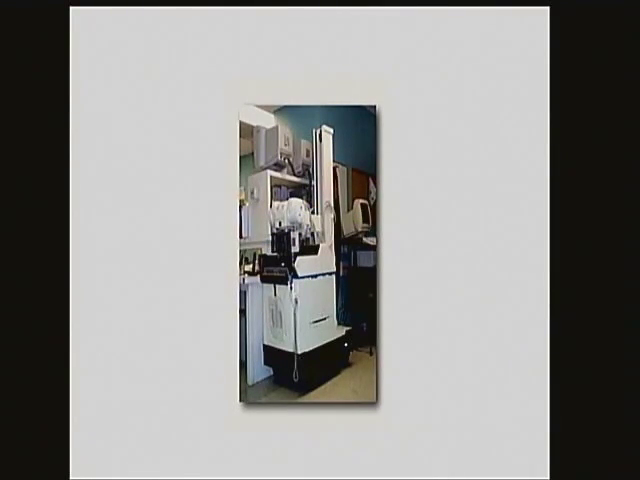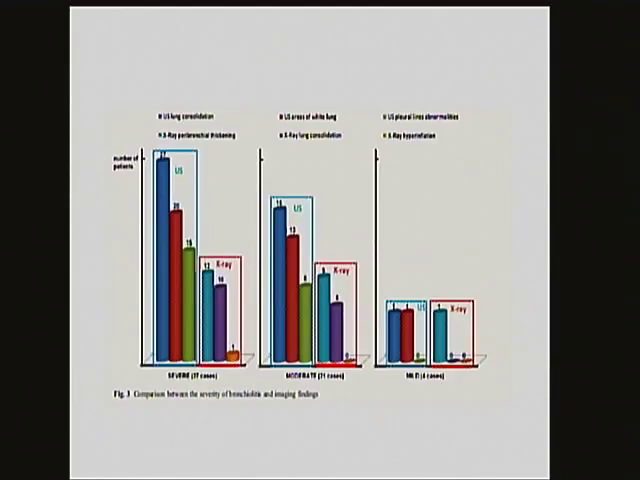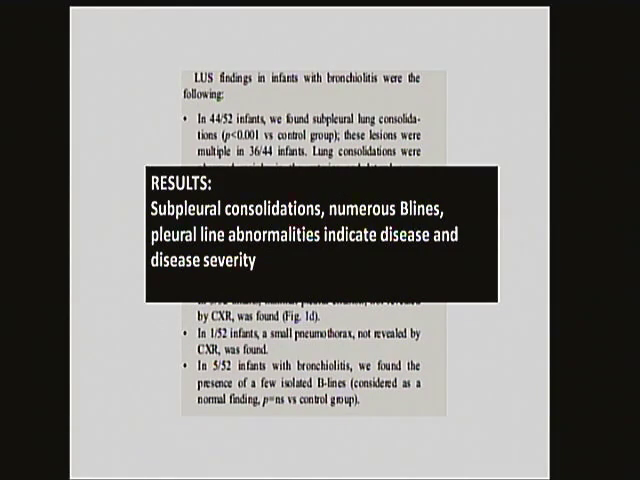So what were the findings exactly? The findings are the subpleural consolidations, numerous B lines, and pleural line abnormalities. If you have all three of those, then you're in the severe camp. If you have two of the three, you're in the moderate, and if you have zero or one of the three, you're in the mild.